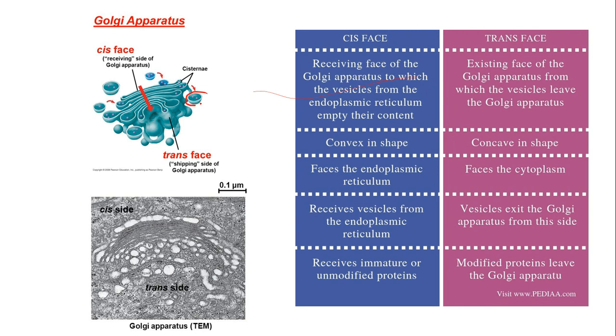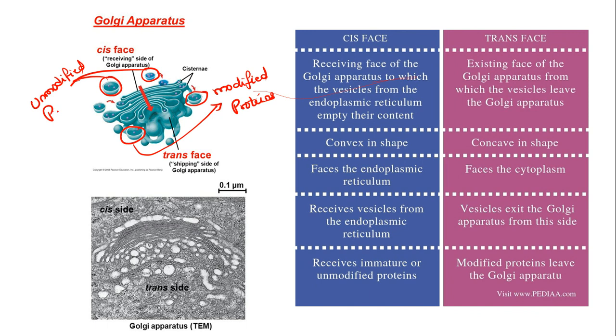Here see, you can see these proteins are modified proteins. These are the modified proteins. These two are also the modified proteins. But whereas these proteins are the unmodified proteins which are coming from the ER. Unmodified proteins from ER. So this is the difference.